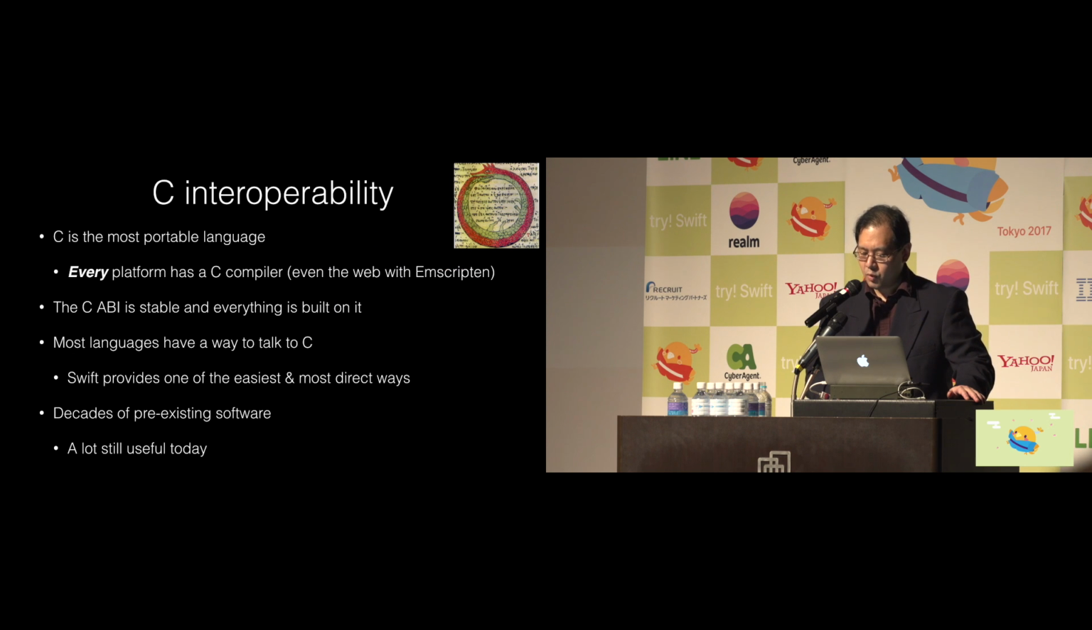And maybe the most important fundamental that keeps reappearing in this talk is C. C makes everything possible. C is like the building block for everything else because it has some very special properties. C is the most portable language. Every platform has a C compiler. Even the web has a C compiler now. The C ABI is stable, and everything is built on top of it.